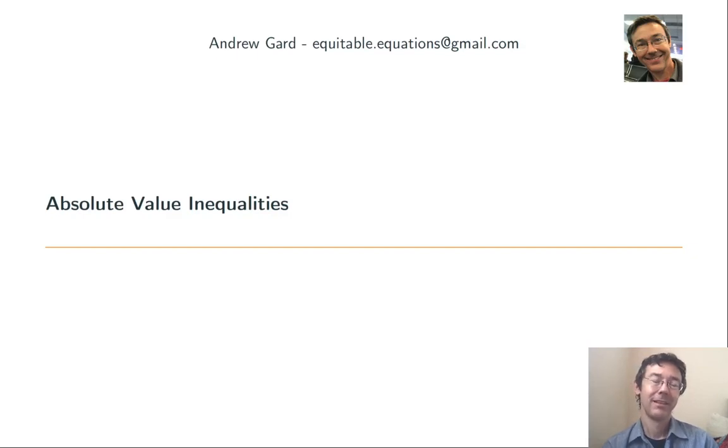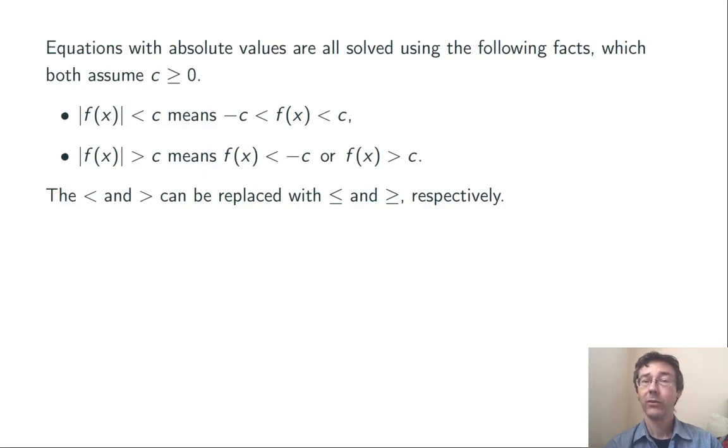Hey everybody. Today we're solving inequalities involving absolute values. These sorts of inequalities are always solved using just a couple of facts. First of all, if you have the absolute value of something less than c, then that something has to be between negative c and positive c. Here, by the way, we're assuming c is positive.